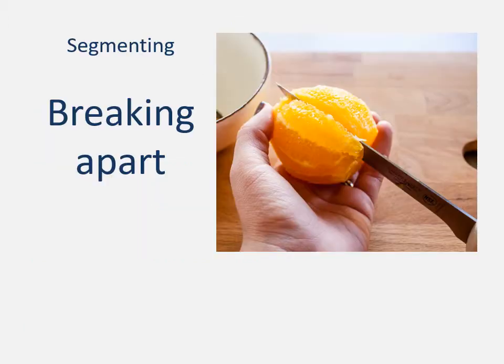Segmenting simply means breaking apart. If you take an orange and cut it into segments, you are breaking it apart. Let's take the example of the word tip. Tip. If I break that down into sounds, it becomes t, i, p. And when we write those sounds down, we find the right letters. We find it is T, I, P. The letters T, I, P make the sounds t, i, p.